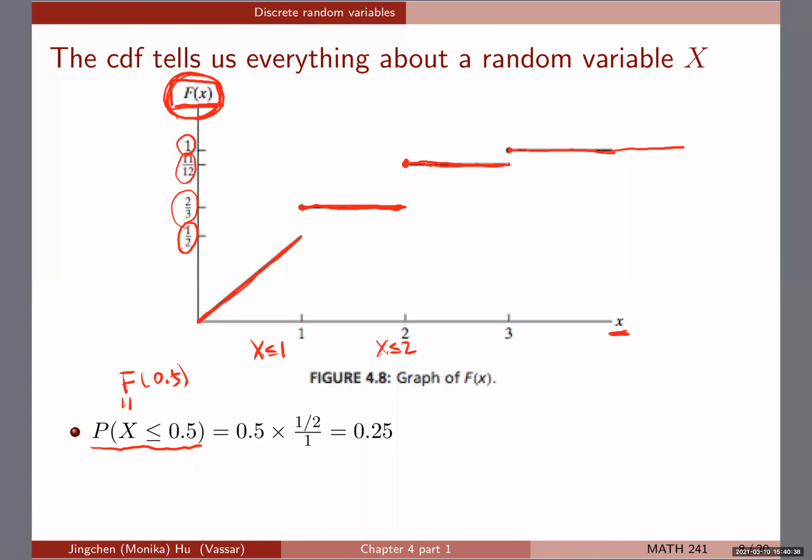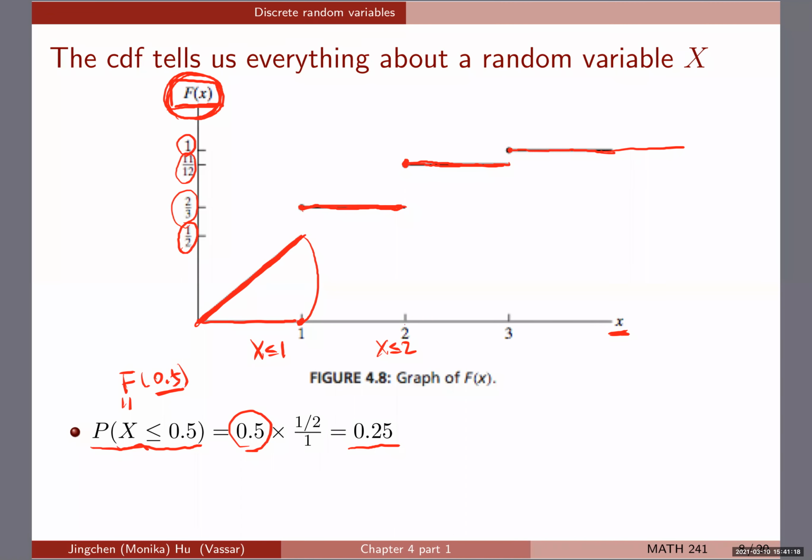If I want to know that, if we go back to the graph, it is a straight line between 0 and 1. In order to evaluate it at 0.5, I pretty much just use 0.5 in the expression for this line. The height is 1/2 at 1, so we know that the slope is 1/2. So the probability of X smaller than or equal to 0.5 is actually 25%. You can see that it's pretty handy: if I know the CDF of this random variable, I'm able to answer certain questions about the probability of events.